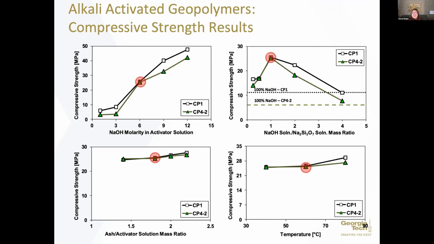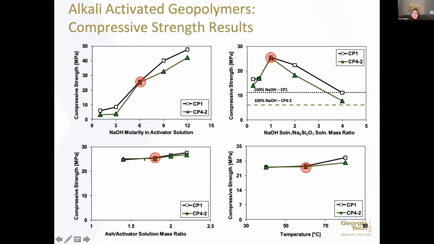If we increase that concentration, we're going to get higher compressive strength. Decrease it, we get lower compressive strength. The problem is that if we use a more highly concentrated sodium hydroxide solution, it's going to be more expensive. Similarly, if you see here on the upper right-hand side, we can increase the ratio of sodium hydroxide to sodium silicate solution, and we see impacts on compressive strength as well. So the sweet spot there was at a ratio of 1 in this case.